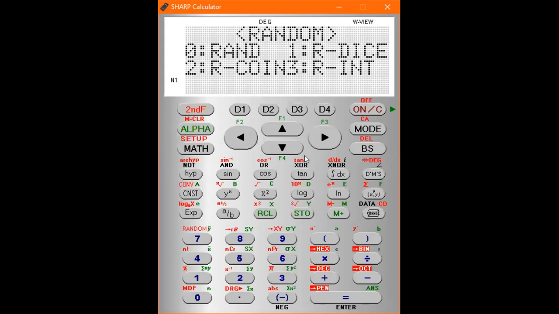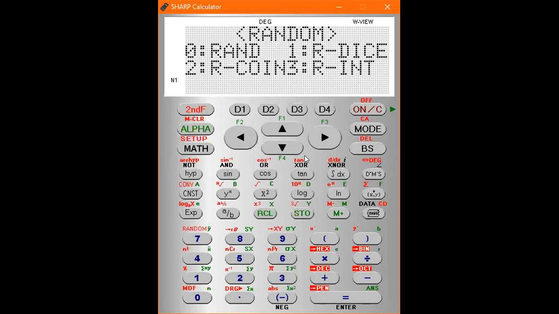Okay, your R dice does numbers between 1 and 6, exactly like a dice. Our coin is a math coin. So instead of heads and tails, it will give you 0s and 1s. And then of course your R int is for random integers, and that generates numbers between 0 and 99.